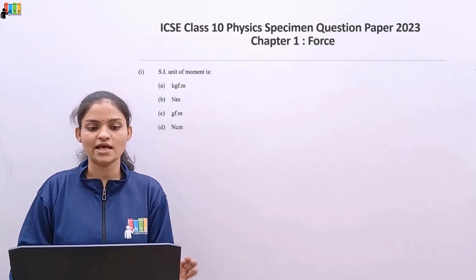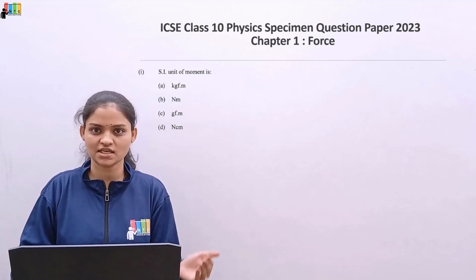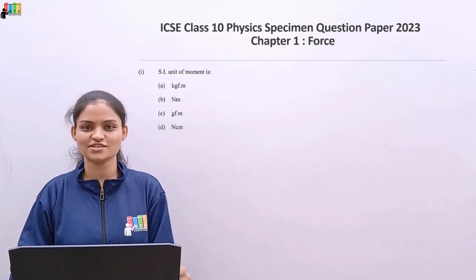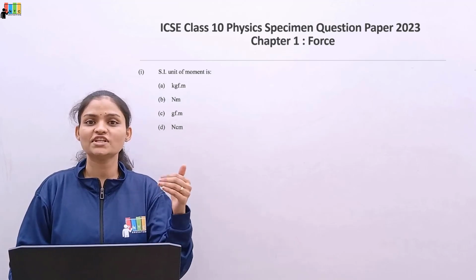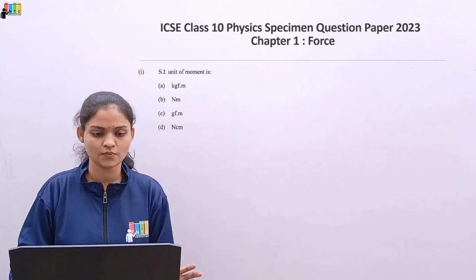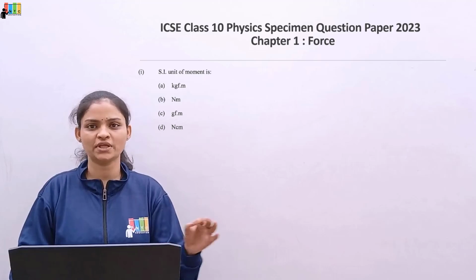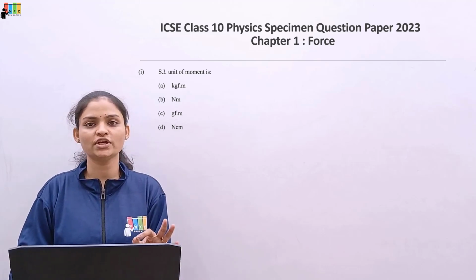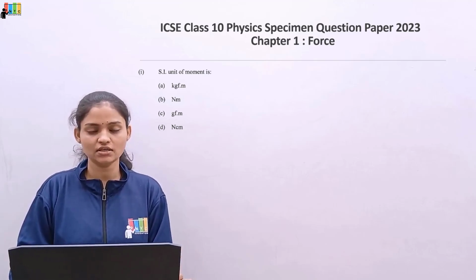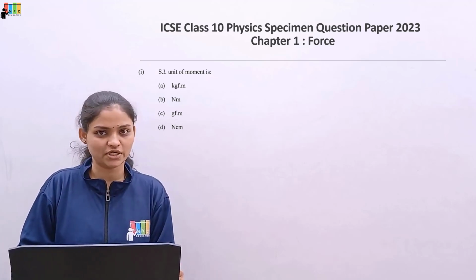The question is, SI unit of moment is. There are 4 options given in each MCQ. MCQ means multiple choice question. Out of these 4 options, you have to choose the correct answer. You can see this question is very simple and basic. SI unit of moment is, and the options are kgf meter, Newton meter, gf meter and Newton centimeter.